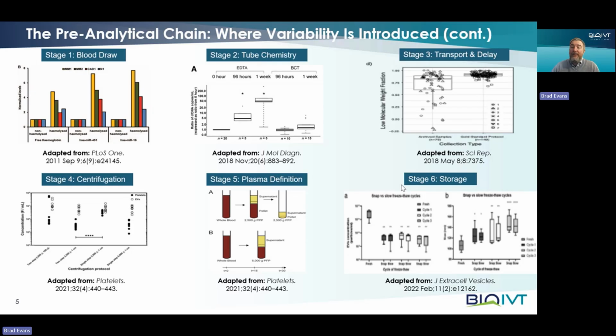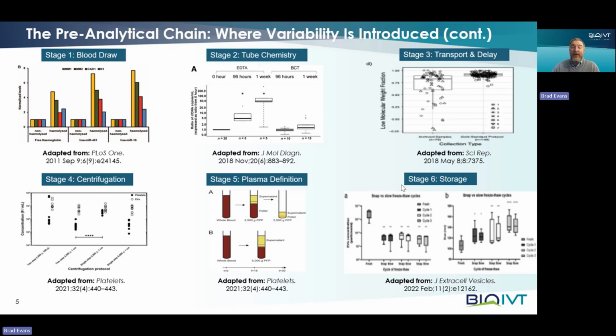In the bottom right, for stage 6, storage, here you see the impact of freeze-thaw handling on vesicle concentration and size. Storage is not neutral. Freeze-thaw cycles can change vesicle characteristics and likely affect other analytes as well. How you freeze and thaw becomes part of the biology of the specimen.